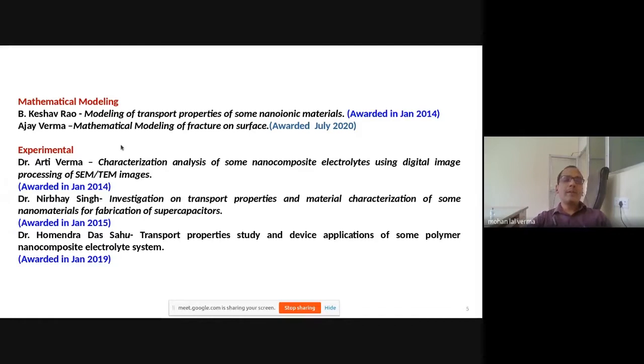Mathematical modeling: Dr. B.K. Shora and Ajay Verma have completed their PhD in mathematical modeling and experimental work, along with Arti Verma, Nirbhay Singh, and Assam. In total, 80 students have completed their work, and three are currently working in this lab.